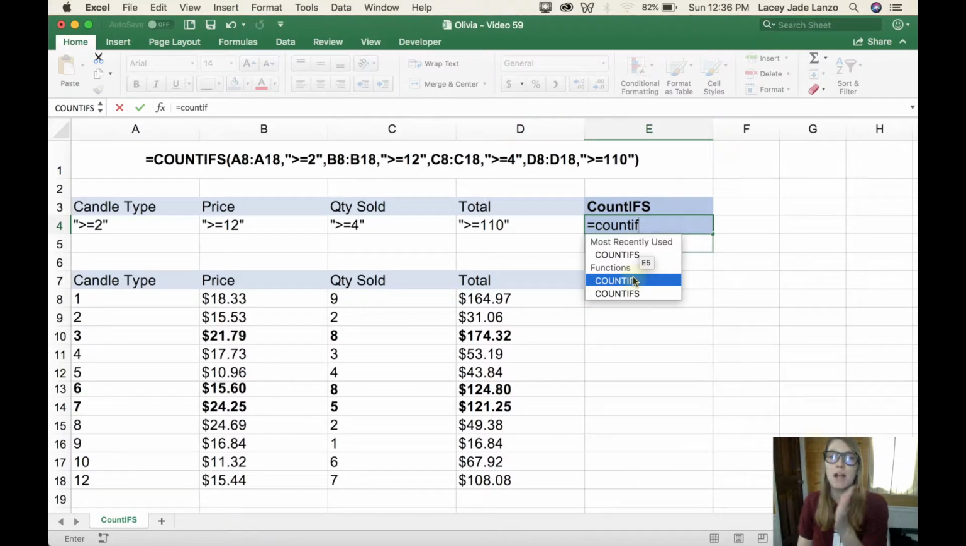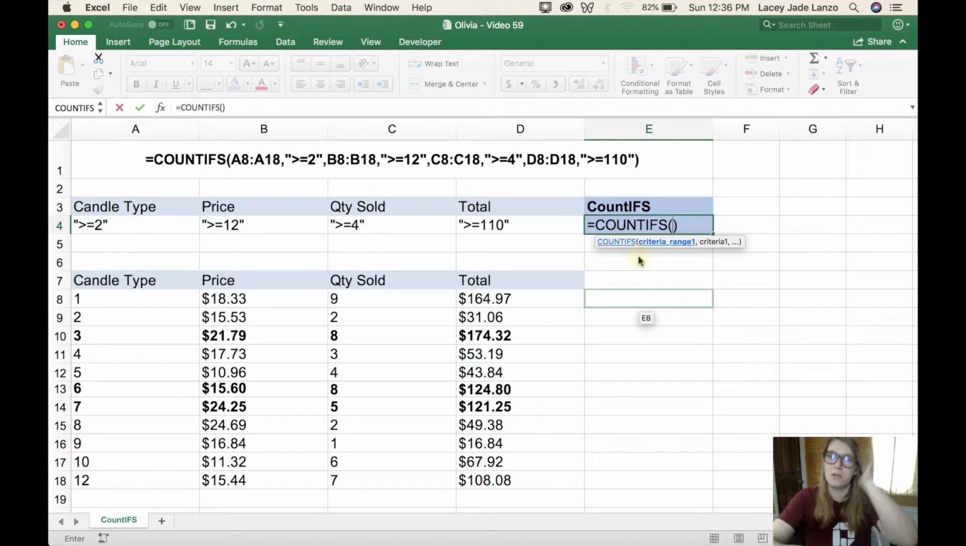You can see here that we're actually looking for, let's see, 1, 2, 3, 4. So since we're looking for 4 different parameters, we actually need the COUNTIFS. If we were only looking for one, COUNTIF would work just fine. All right, so the criteria range, this is how each of these are going to be broken down.